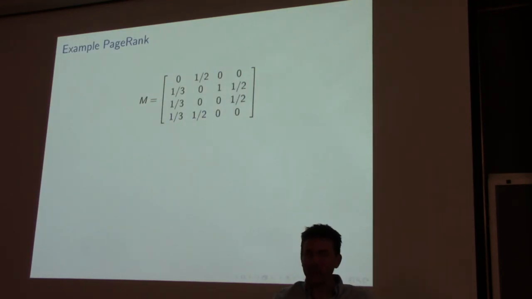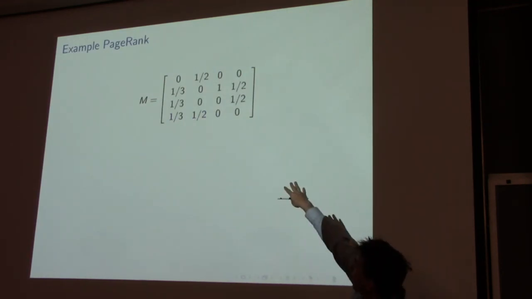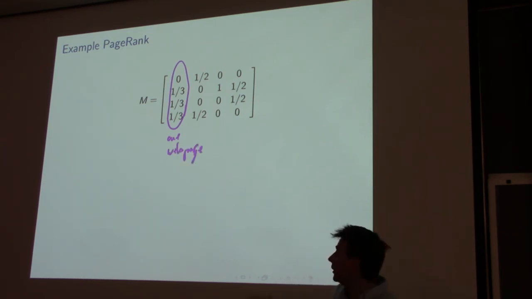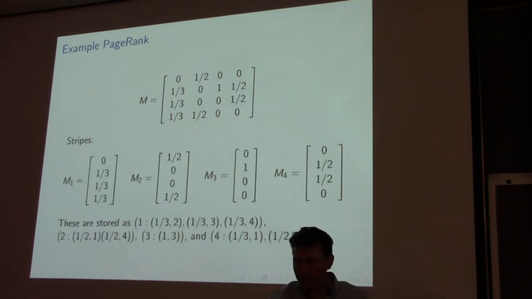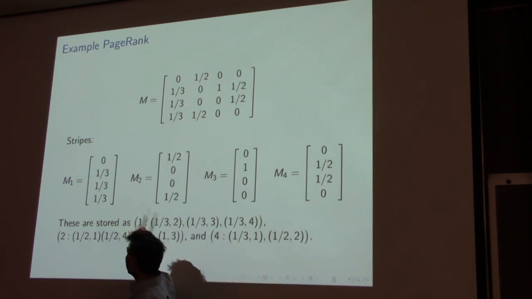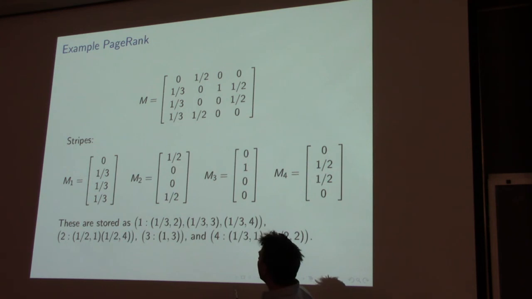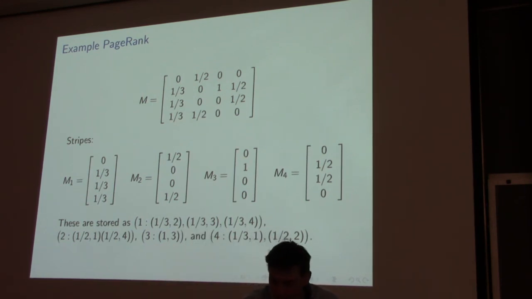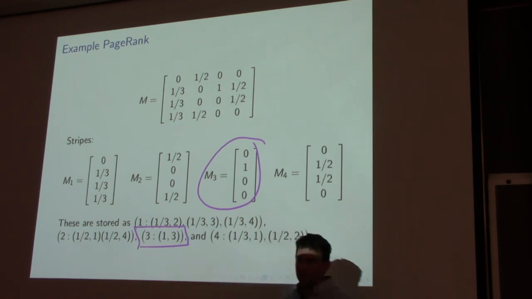So if I see an example here, this is an example M matrix. This is one web page, and each column is one of the web pages. What I can think of is I can stripe it so that each web page looks like this. And I only need to store the non-zeros, I don't need to store all the zeros here. So for instance, this web page is only stored as this. I don't need to store so much here.